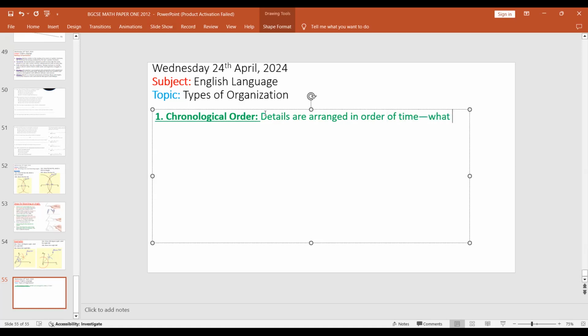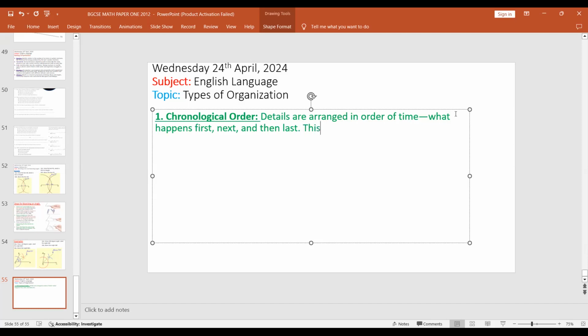So what happens first, then next, and then last, right? So that's the way you can arrange information inside of your paragraph. And this is useful whenever you're writing about events or explaining a process.